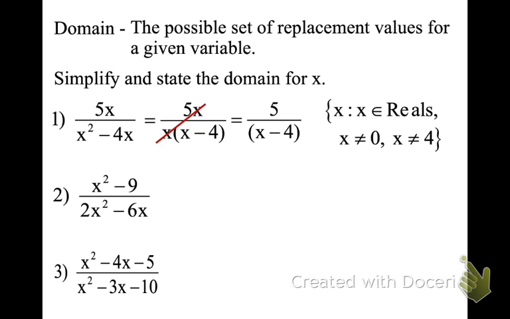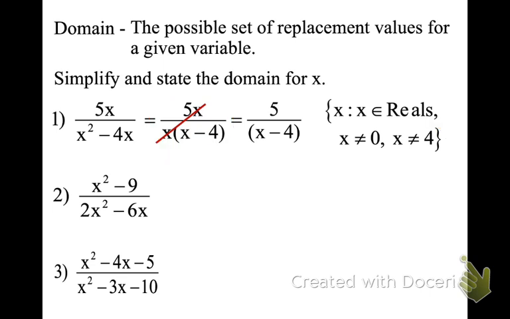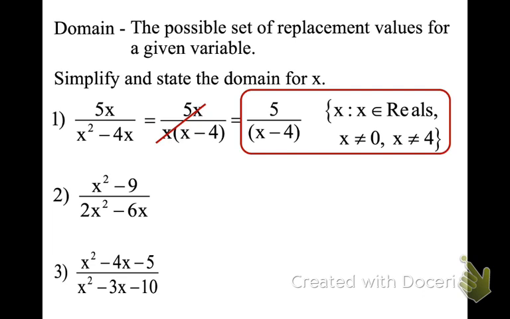Okay, one more time. Let's try it again. You factor first. At this point of factoring, before you cross things out, you figure out what's going to give you a 0 in the denominator. You set both equal to 0: x equals 0, and x minus 4 equals 0. So x cannot equal 0, and x cannot equal 4. But it can be anything else. After you do that, then you cross cancel. Let's try the next one.